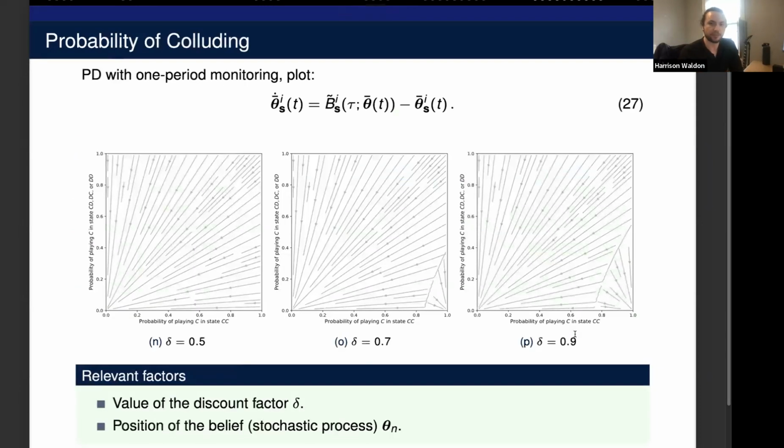And here's a quick plot of how the basin of attraction of the collusive strategy grows as agents become more patient. So this algorithm depends crucially on the discount factor. As the discount factor grows, and as agents are more and more patient, the probability of learning the true collusive outcome, the collusive strategy, will grow.